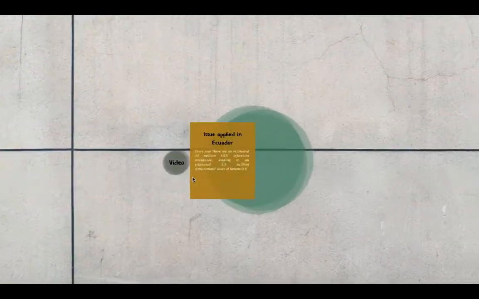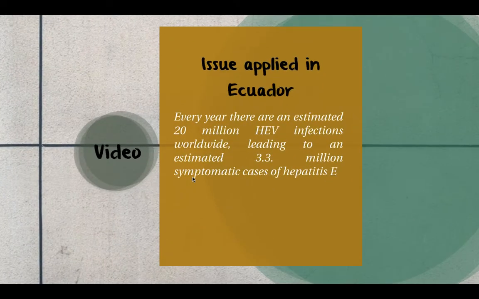This is a player in Ecuador. Every year, there are an estimated 20 million HEV infections worldwide, leading to an estimated 3 million symptomatic cases of hepatitis E.